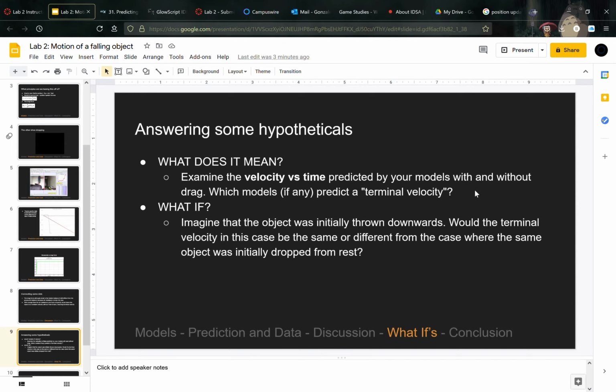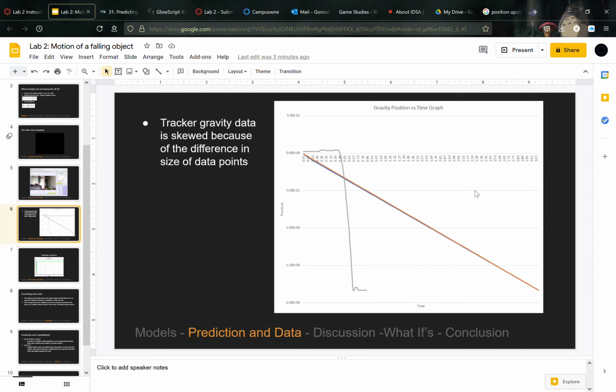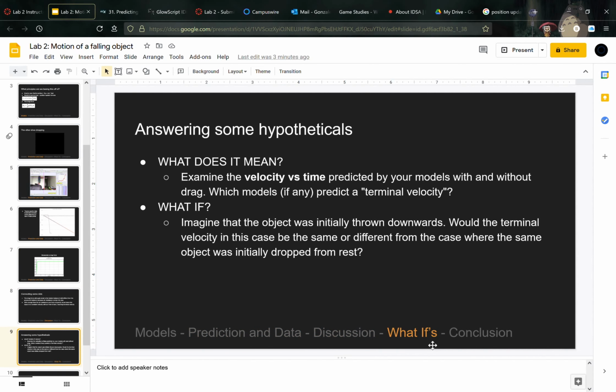The what if question of being thrown downwards versus dropped, really the terminal velocity would be eventually the same, as you can see with the position versus time graph. The gravity actually sped up while the blue graph slowed down. I'm saying these things, but I can show them as well. The blue graph slows down because it's eventually becoming a constant, while the orange is just going to linearly increase over time because the net force is constantly changing.